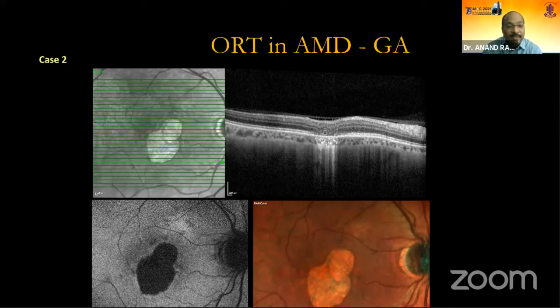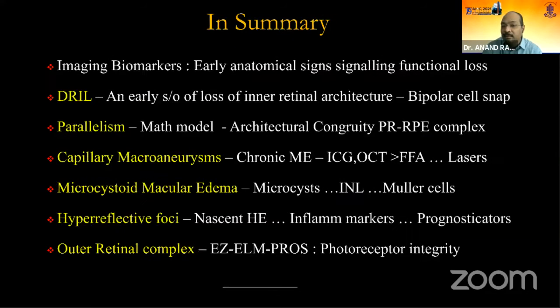Lasers may be indicated. MME, microcystoid macular edema, has microcysts in the INL, Müller cells implicated, and hyperreflective foci, a form of nascent hard exudates, an inflammatory marker perhaps, and is a good prognosticator. The outer retinal complex, the EZ, ELM, the cross, showcase the photoreceptor integrity. Thank you.